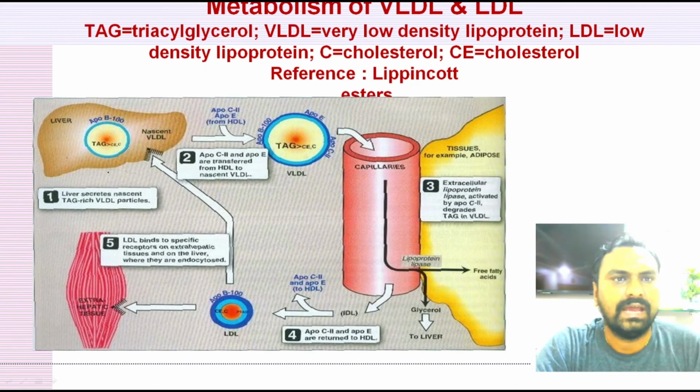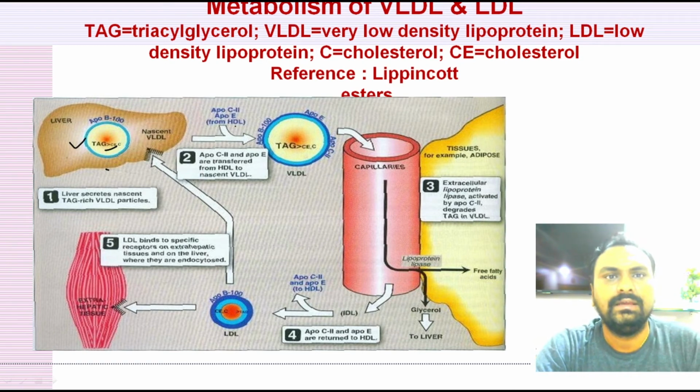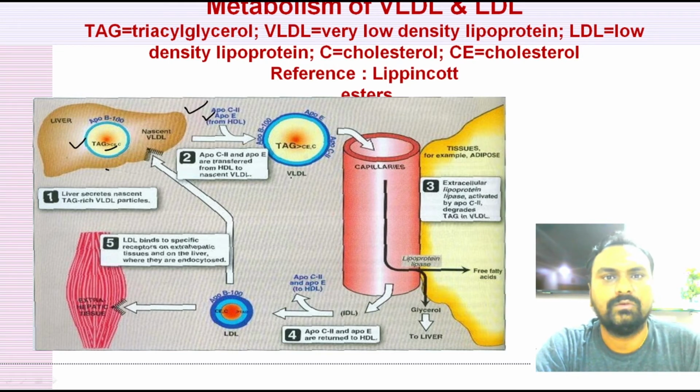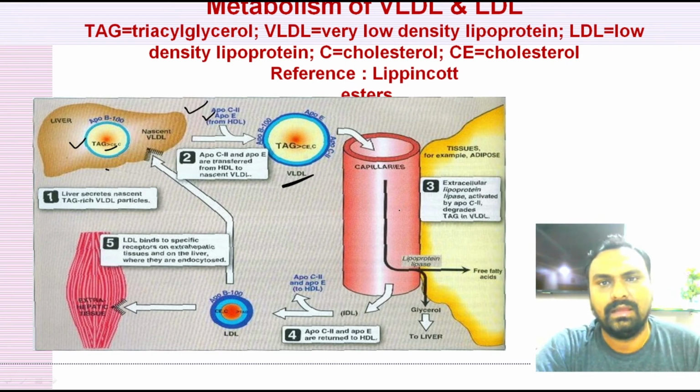So we see the diagram also. Triglyceride, cholesterol ester and phospholipid will be incorporated with the help of ApoB100 in the liver, which is called the nascent VLDL. In the circulation, ApoC2 and ApoE are donated by the HDL, and once ApoC2 and ApoE are along with the ApoB100, it is called a mature VLDL. It will go to the peripheral tissue and capillaries, where the endothelial cells contain lipoprotein lipase.